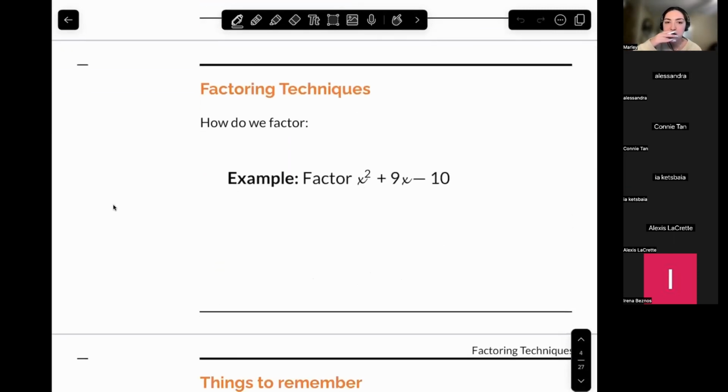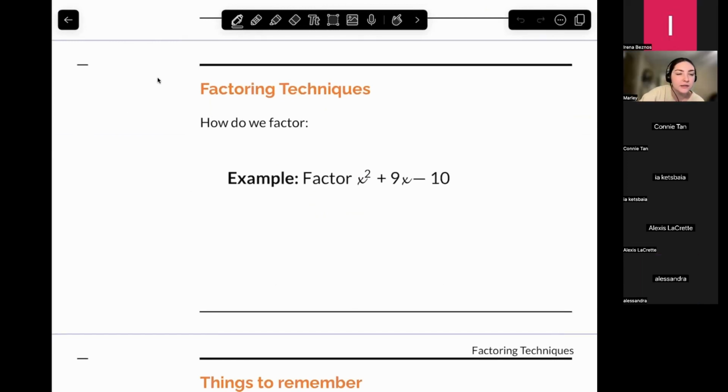So first things first, can anyone say how we would factor this? I know there's a way for you to raise your hand on Zoom, so if anyone wants to go ahead, raise your hand. How would we factor something like this? Or how would we solve for x using Desmos?